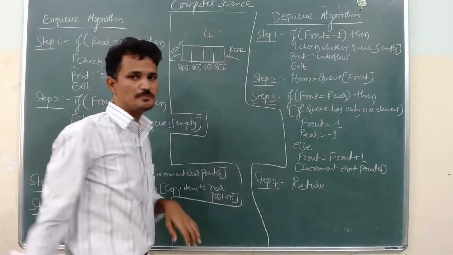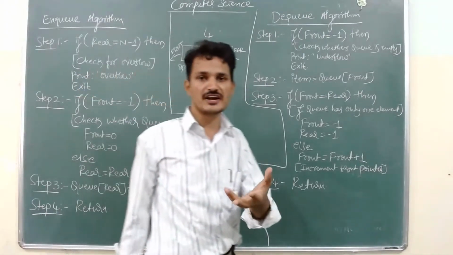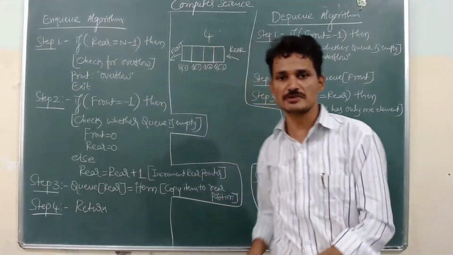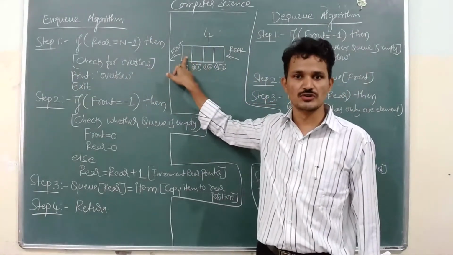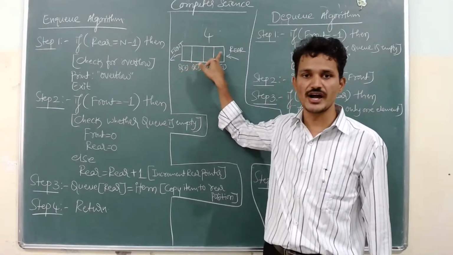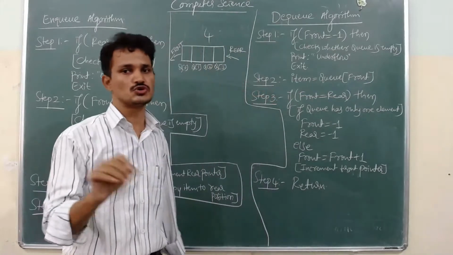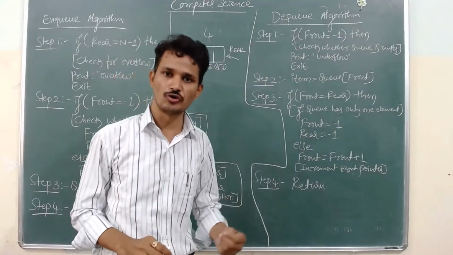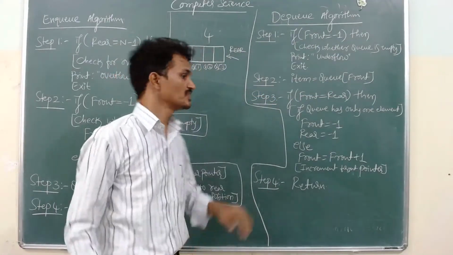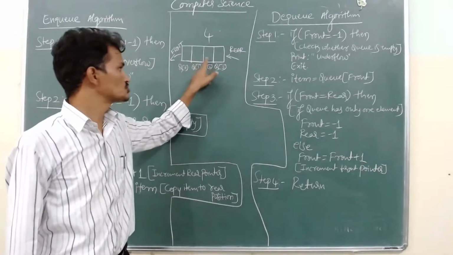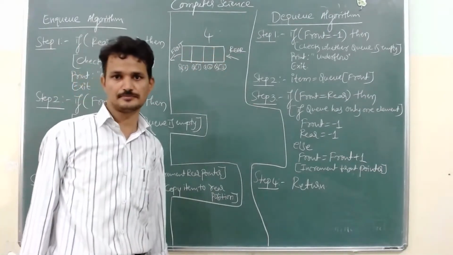Let me write the number. That means the 4 different values given by the user will be stored in this order. First Q of 0, then Q of 1, then Q of 2, and at the end Q of 3. The indices run from 0 to N minus 1. N is 4, 4 minus 1 is 3. So 0, 1, 2, and at the end 3.